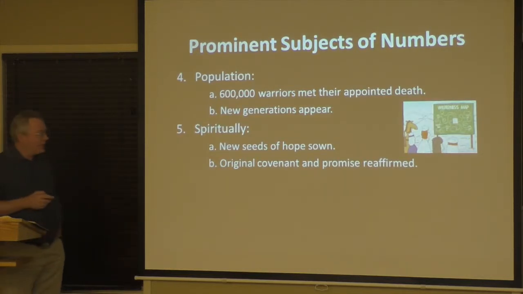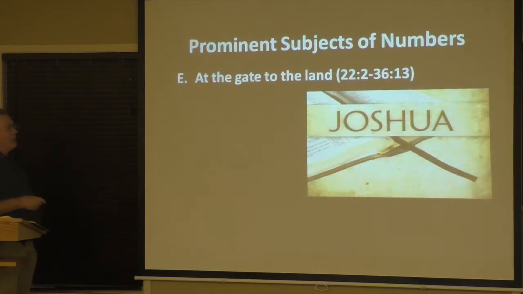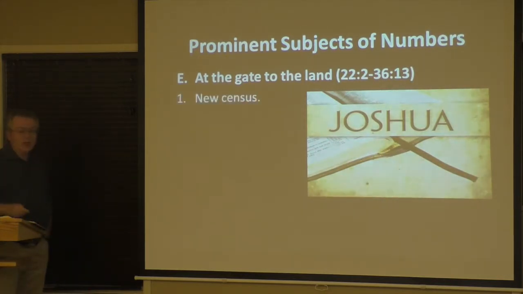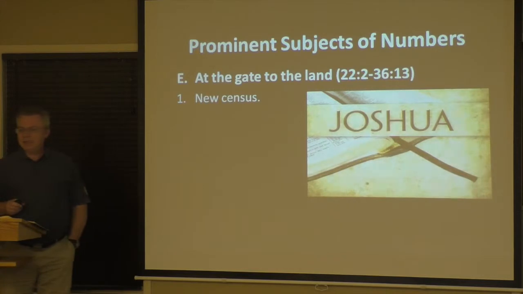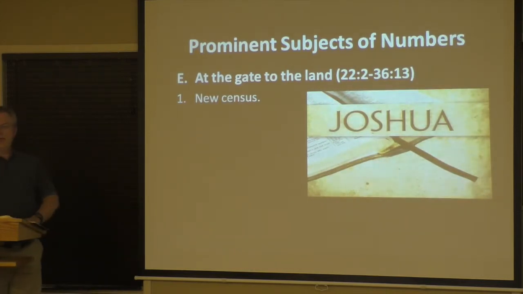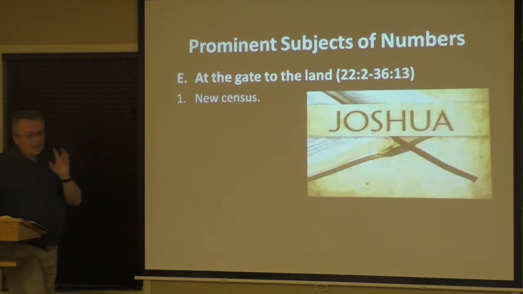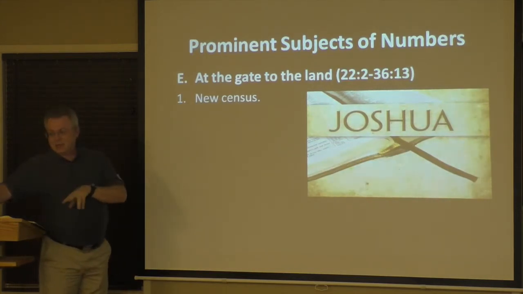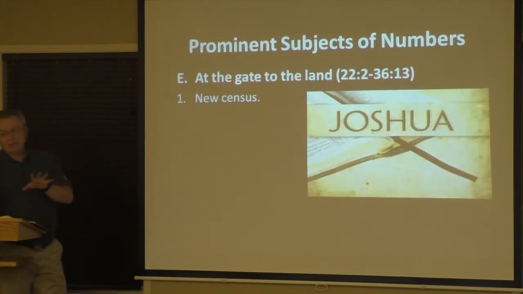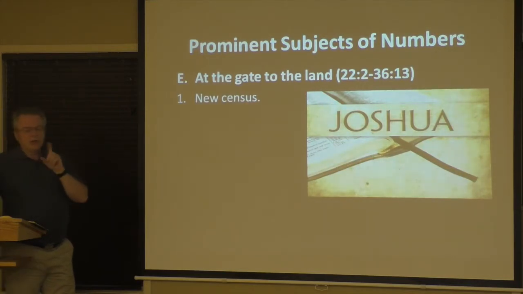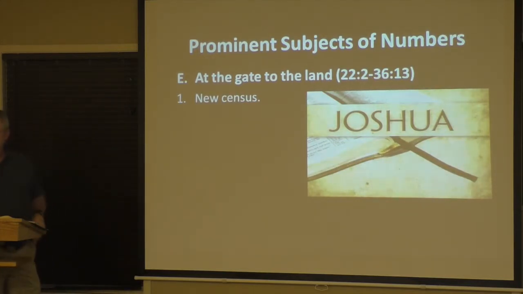And so by the time we get to chapter 22, we're at the gate to the land again. We're getting ready to cross. That's why a new census is ordered by God. All right? Let's count now how many we have in the new generation. Okay? And again, as I said before, there isn't a lot of difference between the count of the first census and the count of the second census. Okay? It's not exact. It's not the exact number, but it's only within a few thousand. Okay? When you get down to it.